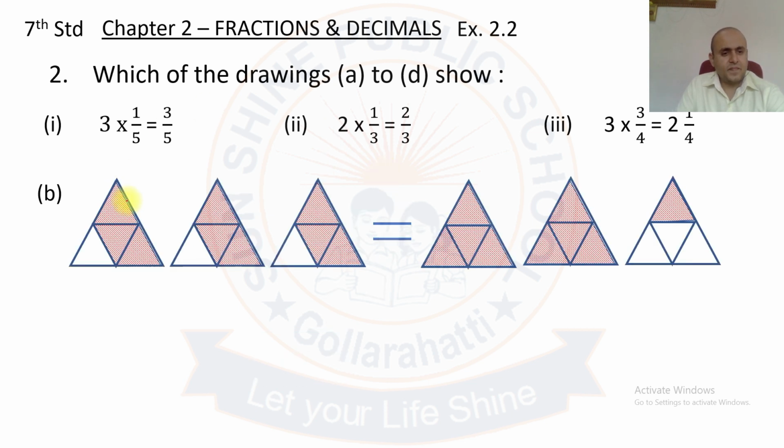Second diagram, here in the triangle they are divided into 4 parts, 1 2 3 4. So 4 parts divide ಮಾಡಿದ್ದಾರೆ and they have shaded 3 parts. 3 parts shade ಮಾಡಿದ್ದಾರೆ. Therefore I can write it as 3 by 4. So 3 by 4 ಅಂತ ಬರೆಯಬಹುದು.